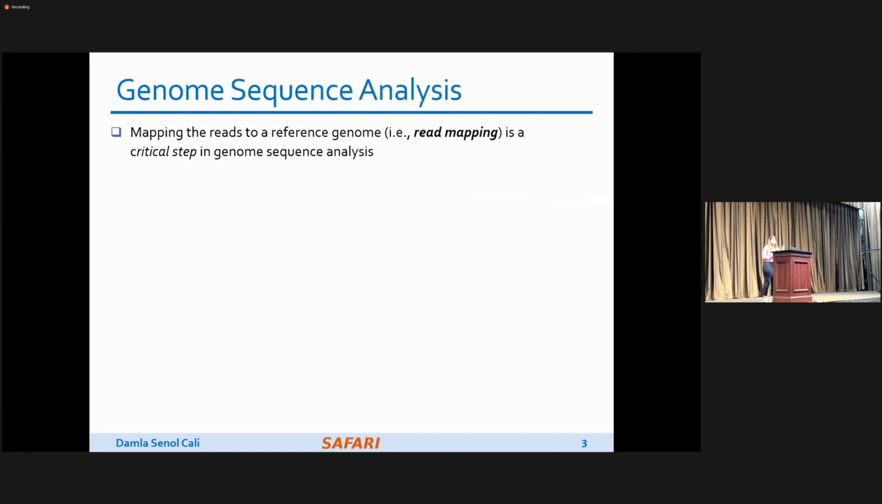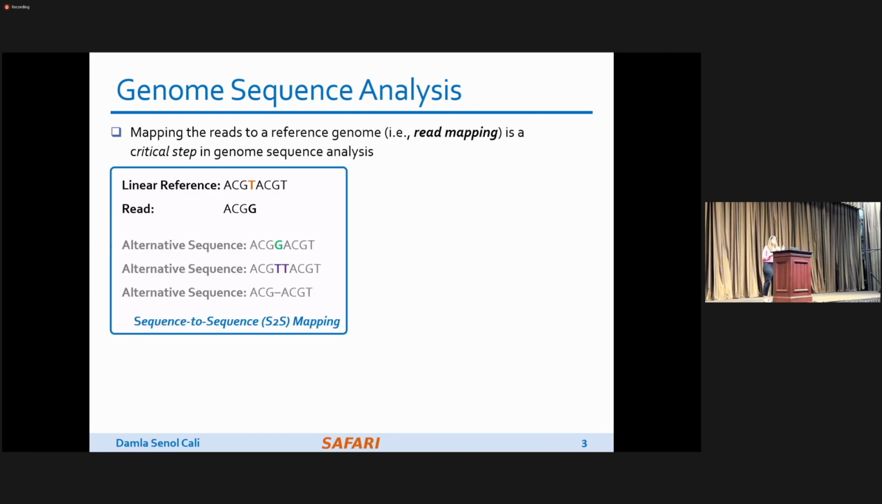Read mapping, which is the process of mapping the reads to a reference genome, is a critical step in genome sequence analysis. Traditionally, we perform sequence-to-sequence mapping, where we map reads collected from an individual to a known linear reference genome. This representation emphasizes genetic variations that are in the single reference genome and ignores all the other variations that could exist in the population, as you can see here. So this introduces reference bias, but as I said, this is a traditional way of performing read mapping, so it is a well-studied problem with many available tools and accelerators.